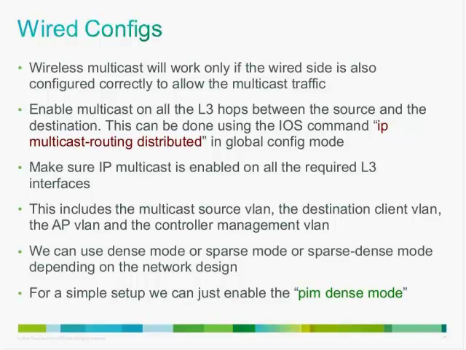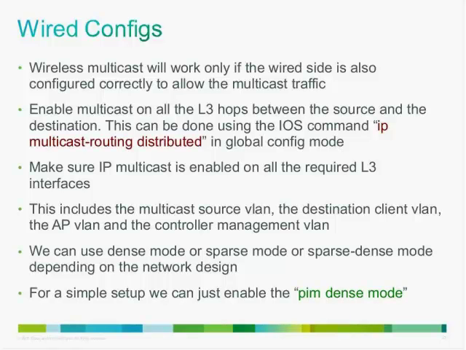The most important VLANs on which we have to make sure it is enabled is the multicast source VLAN. This can be any client on the wired or the wireless segment. The destination client VLAN, all the VLANs where you have clients that will be listening to this multicast IP. The AP VLAN, the VLAN in which all your access points are present, and the controller management VLAN. In some of the cases, if you have AP manager interfaces which are on different subnets, you'll have to make sure you enable multicast on that as well.